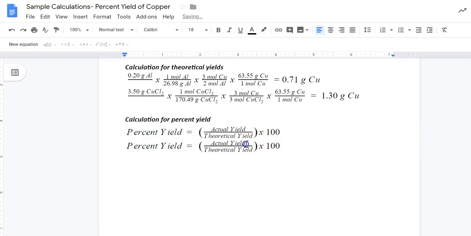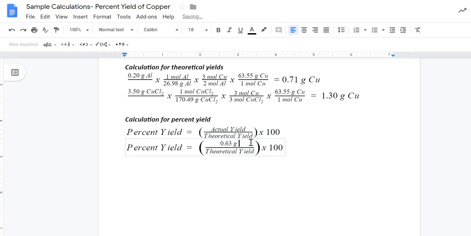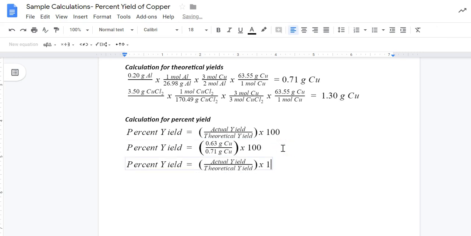The second step is we want to plug in values with units. So let's say my lab group actually recovered 0.63 grams of copper. Based on the calculations that we did above, we can see that the theoretical yield is going to be 0.71 grams. And then again, we want to multiply by 100 to get it in percent form. My final answer would be 89%.